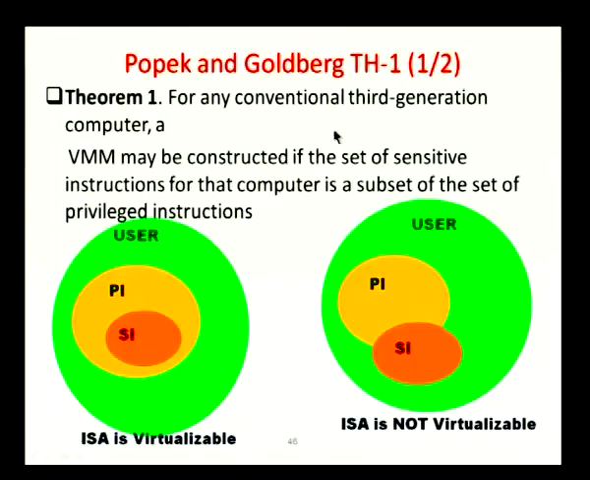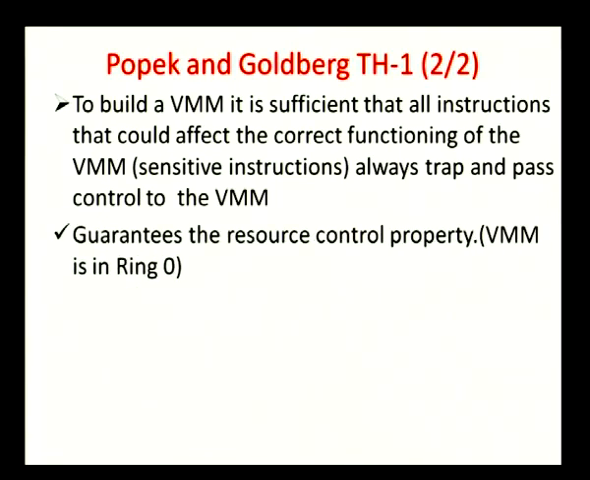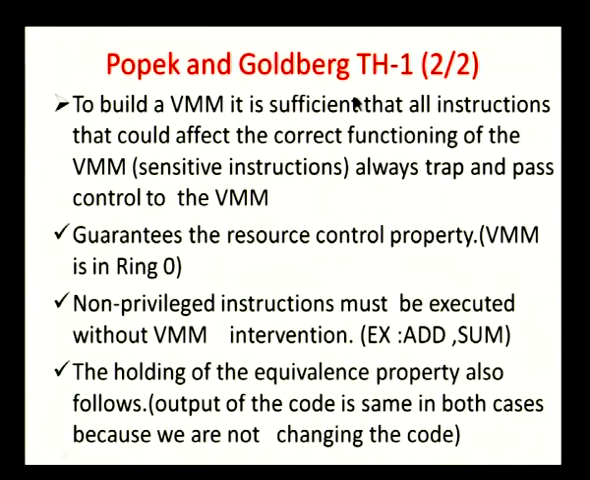So, in the last episode we discussed theorem 1 of Popek and Goldberg, in which the condition for virtualization, in simple words, is: if Si is a subset of Pi, then the ISA is virtualizable. If Si is not a subset of Pi, it is not virtualizable. Now, coming to the next part, why do we have this condition? To build a virtual machine monitor, it is sufficient that all instructions that could affect the correct functioning of the virtual machine monitor always trap and pass control to the VMM. That is what we have seen so far.